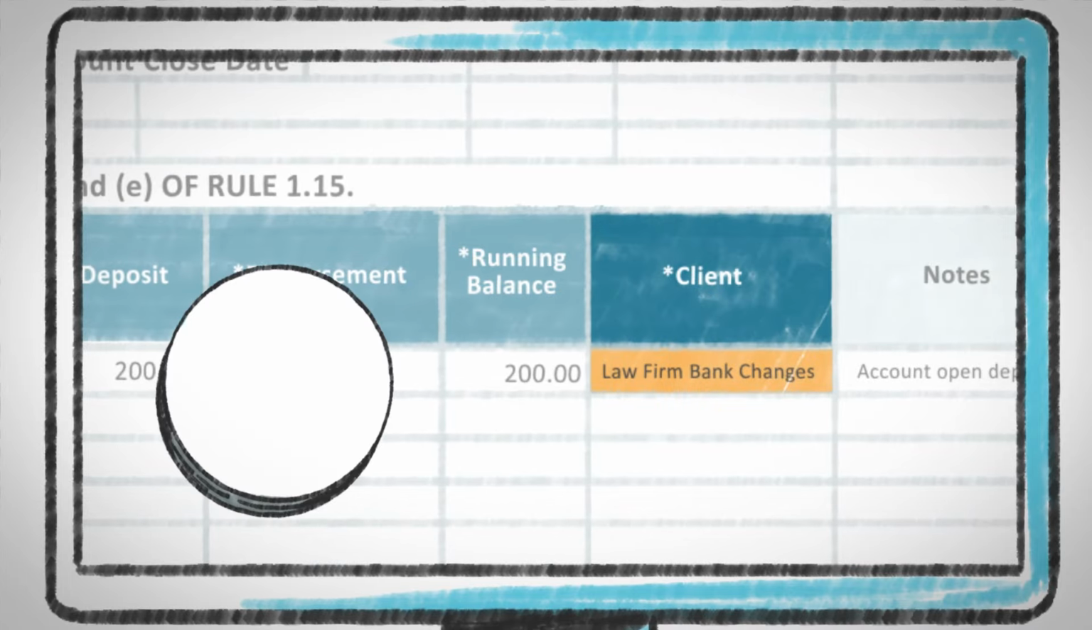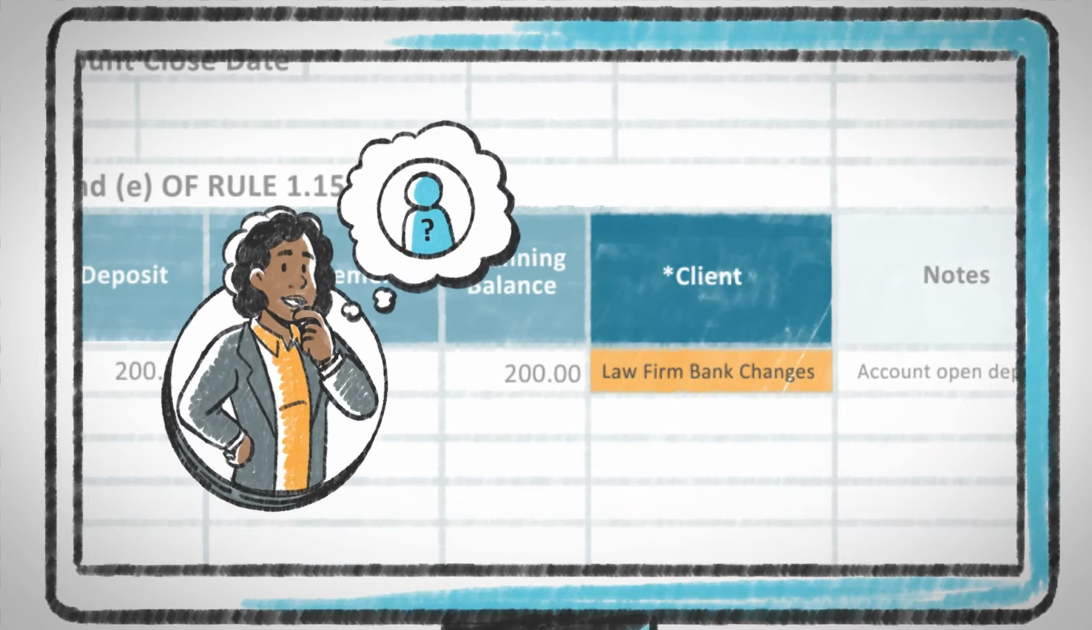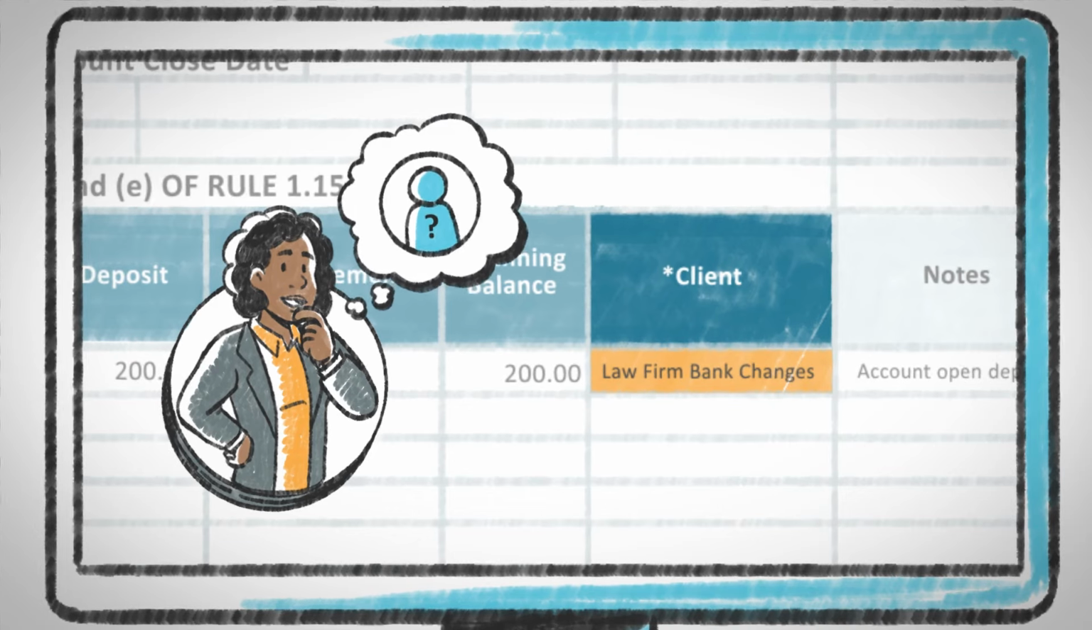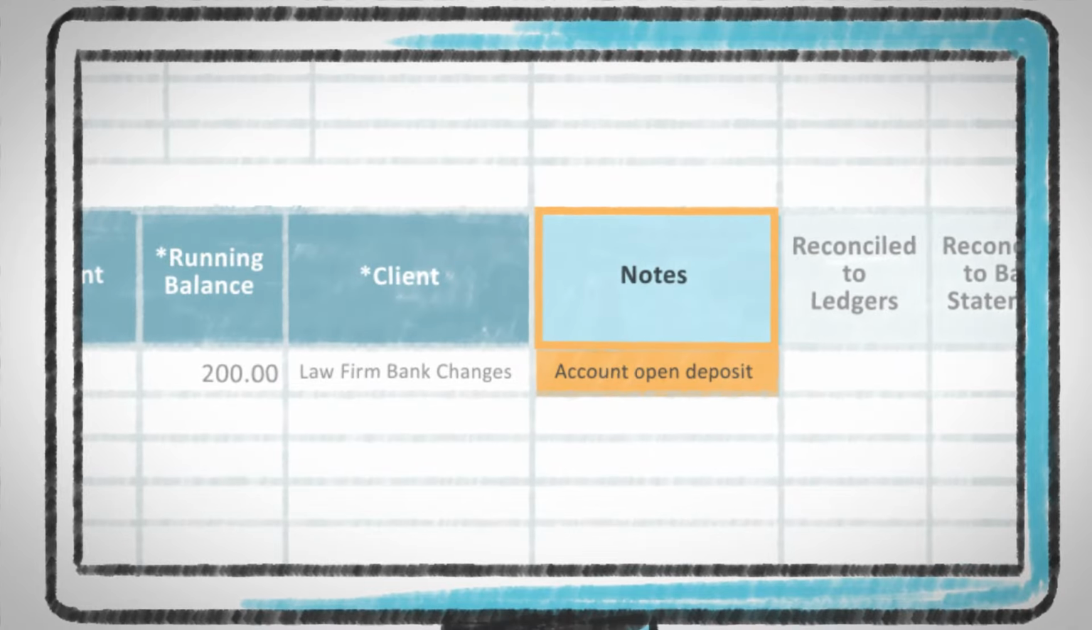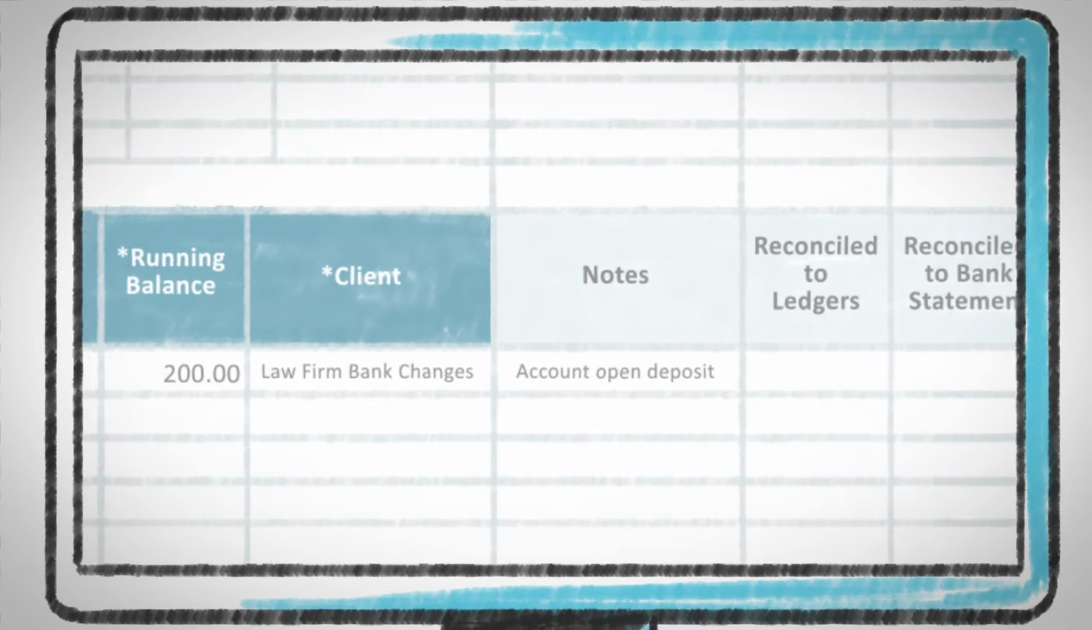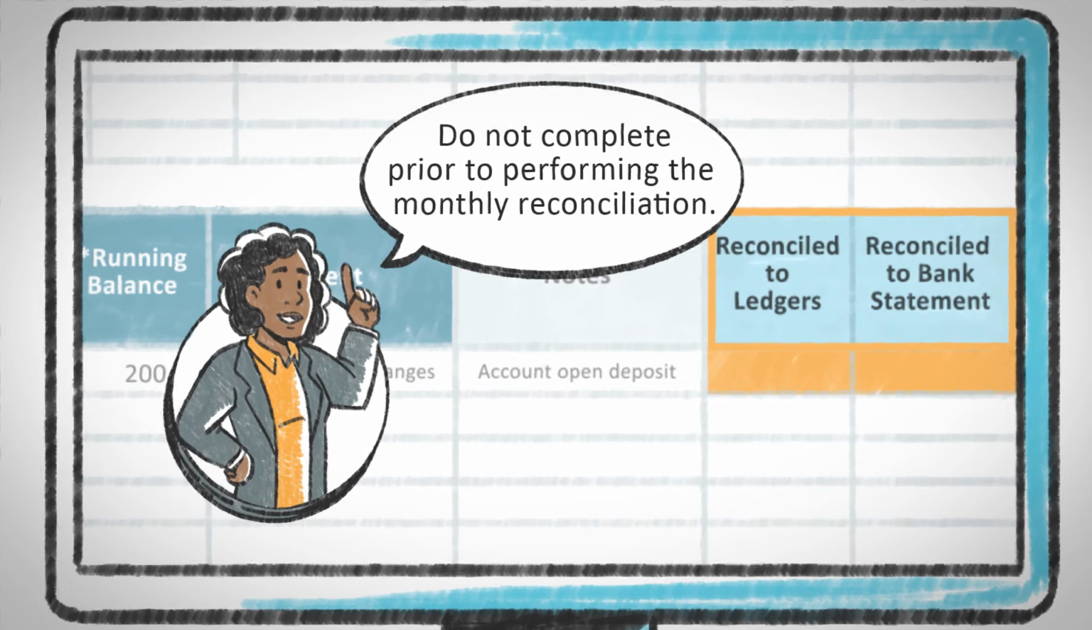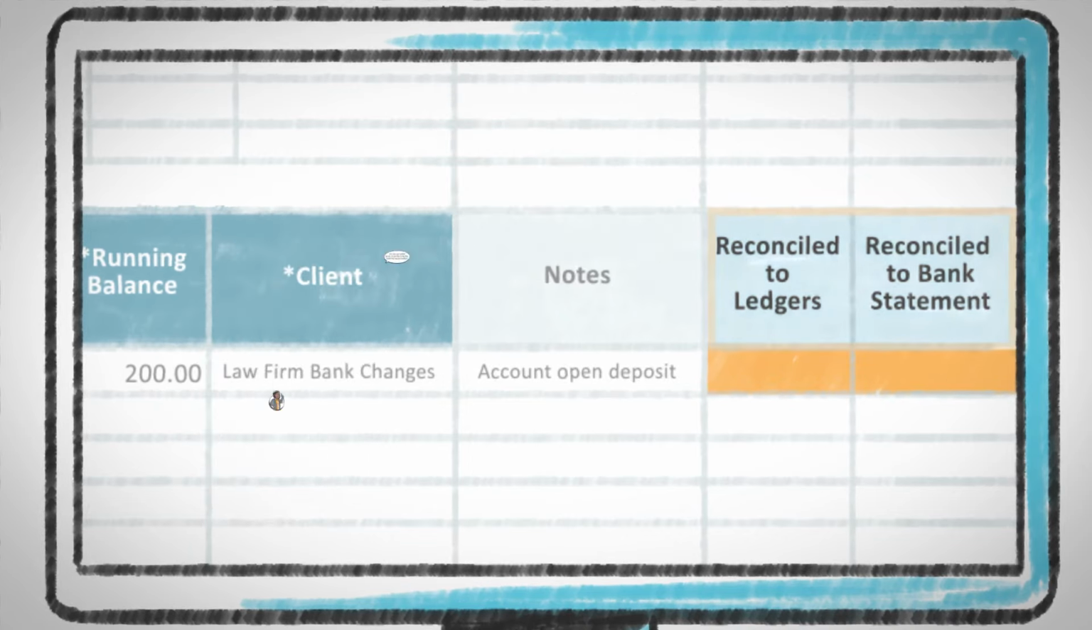Who is the client or third party on whose behalf the transaction took place? In this column, record the name of the client or write bank charges for non-chargeable bank fees. Optionally, you may add notes that are helpful to your record keeping. The last 2 columns are used during the reconciliation process and shouldn't be completed prior to performing the monthly reconciliation. You'll place a mark in these columns during the reconciliation process.